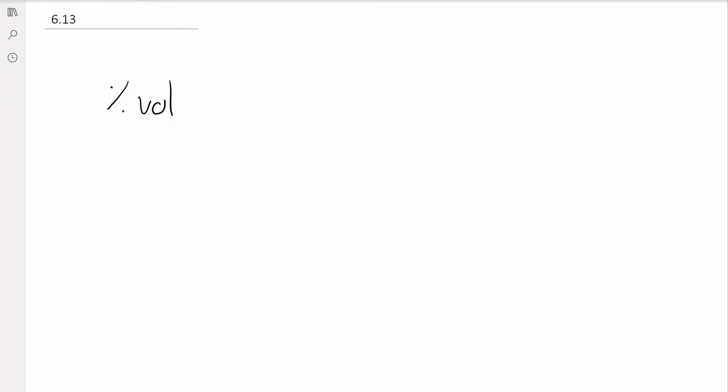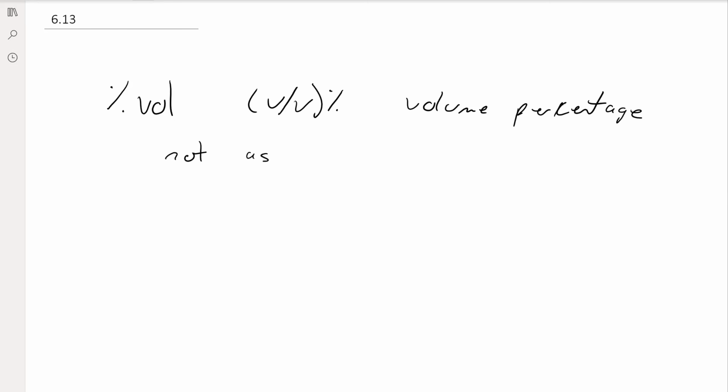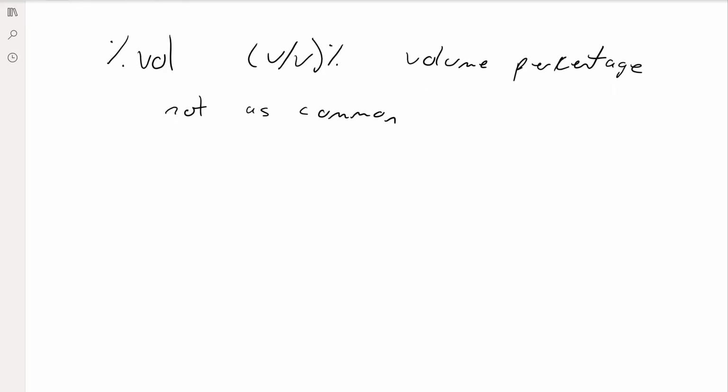All right, so we did mass percent. Next up is percent volume, sometimes volume/volume percentage, or sometimes it's called volume percentage. It's not as common. Mass is used more often than volume, but it's still a thing.